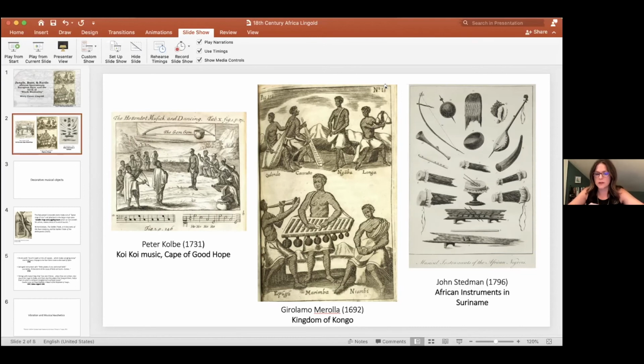And this one, Marola, who was a missionary, actually there's an English edition that was translated not long after, but it does not reproduce the illustration. So it's interesting tracking where the illustrations get reproduced and where they don't.